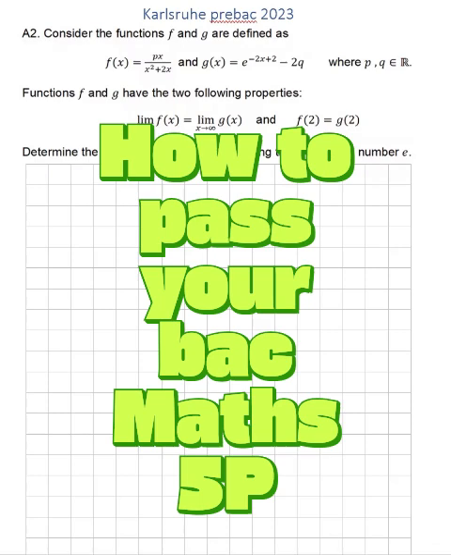All right, so let's have a quick look at this question. This question's coming to us from a prebac from Karlsruhe a couple of years ago. Now we're given some information to start with.